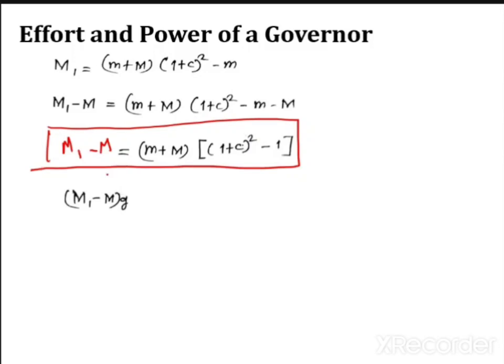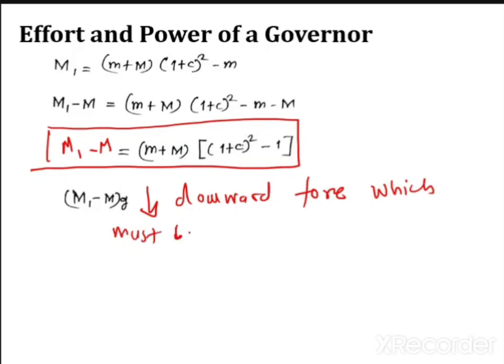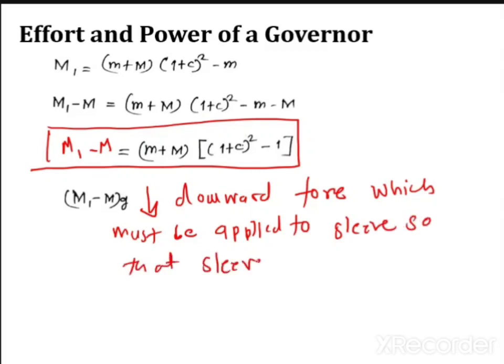After equating, now this m1 minus n, if you multiply by this g, what will happen? It will become a downward force. So m1 minus mg is the downward force. You have to understand this. A downward force which must be applied to the sleeve so that the sleeve doesn't rise.